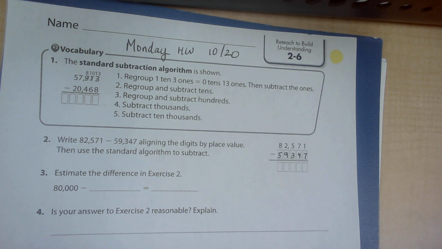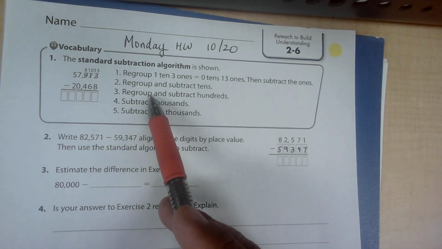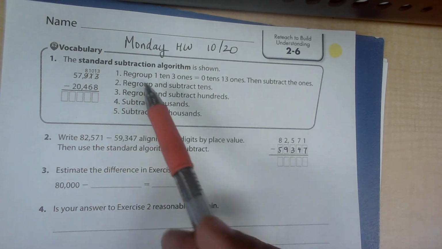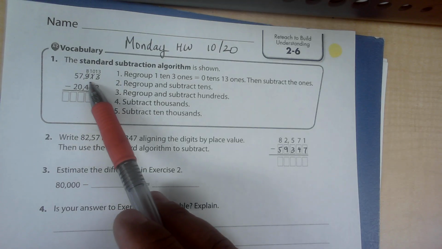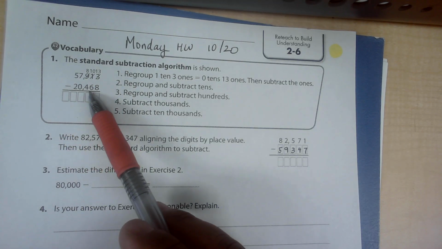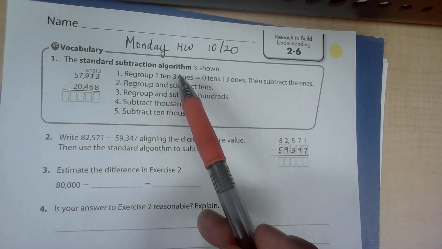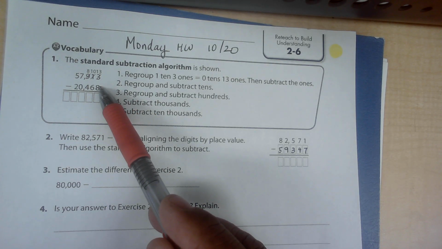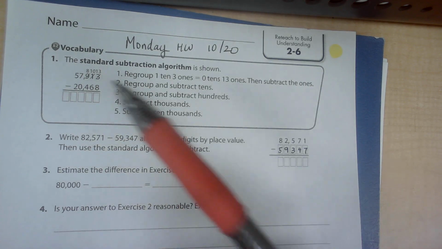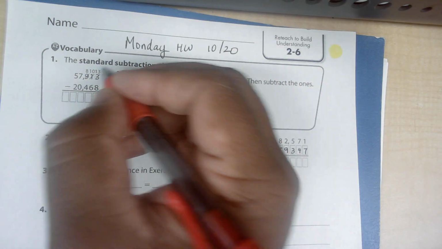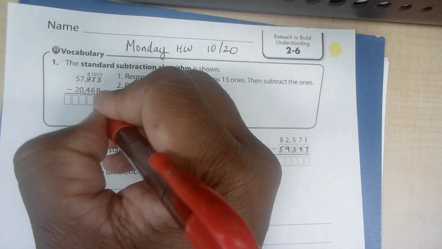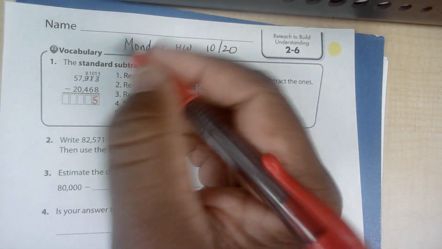Tonight we're subtracting larger numbers, and the standard subtraction algorithm is shown below. So we have 57,913 minus 20,468. You have to regroup when there's too much on the bottom. If there's too much on the floor, you go next door and add 10 more. That's where the 13 came from. It's 10 plus 3, and 13 minus 8 is 5. So you fill that in.